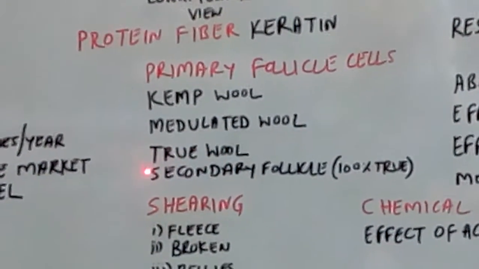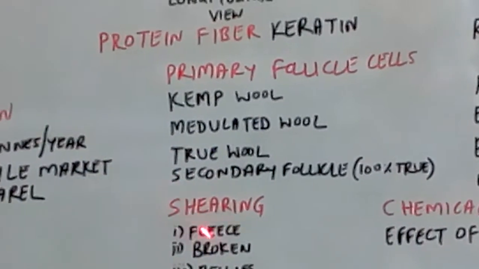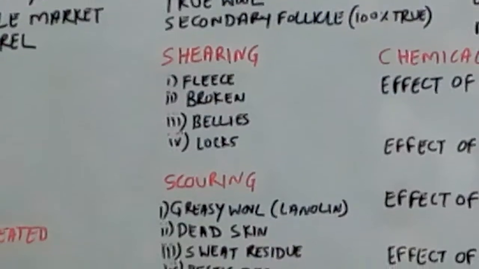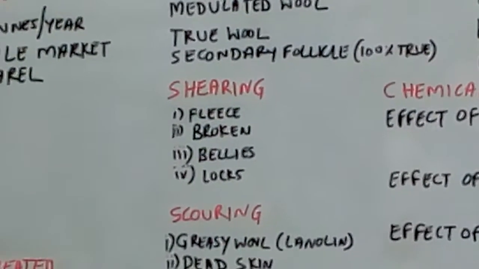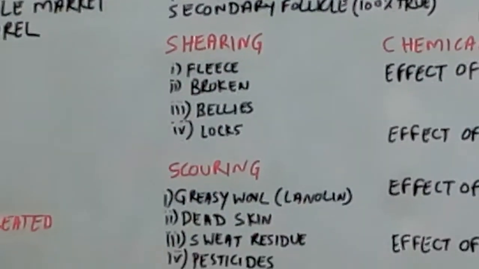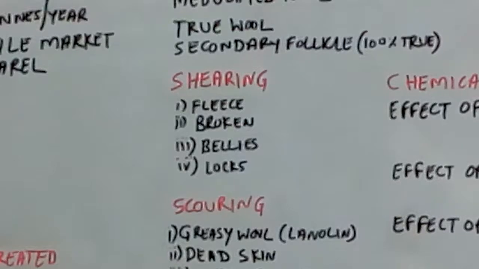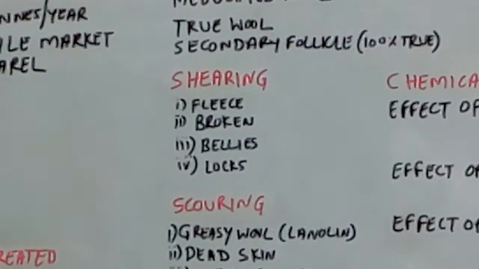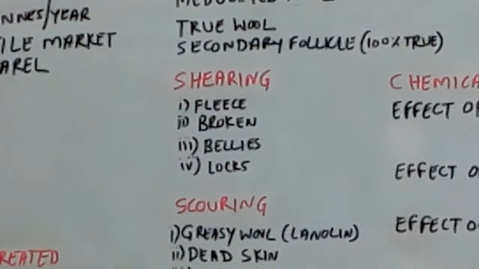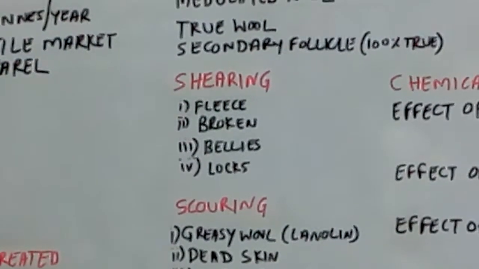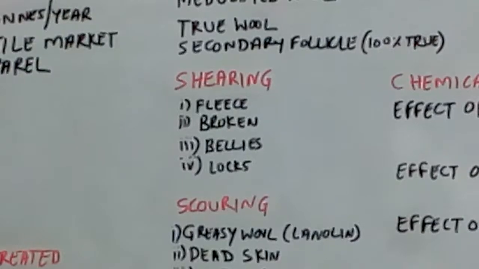Okay, what are the processes involved in wool fiber production? See, first one is shearing. Shearing means cutting; the wool fibers are extracted from the skin, and that is called shearing.